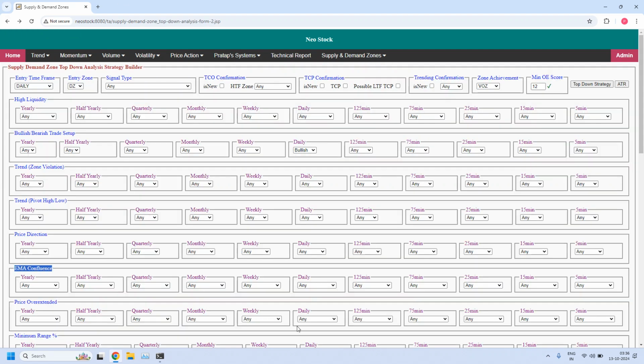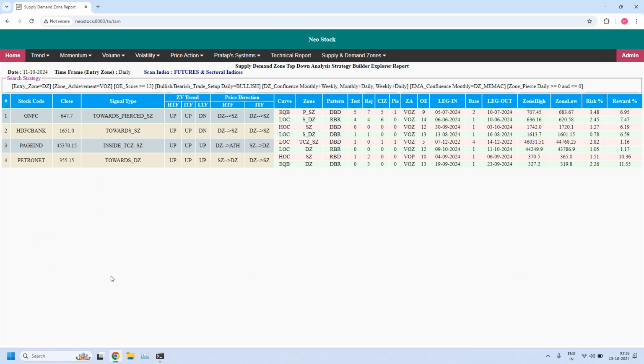So in the EMA confluence, monthly time frame, I am looking for monthly demand zone with monthly EMA confluence. I enable the filter. Let's verify. Out of 4 stocks are having monthly EMA confluence, and also monthly trend is up, and daily and weekly together part of the monthly zone. So that way we can consider these are the high probability setups.